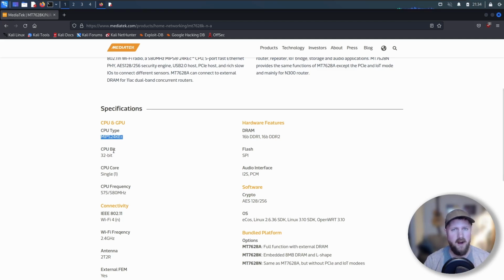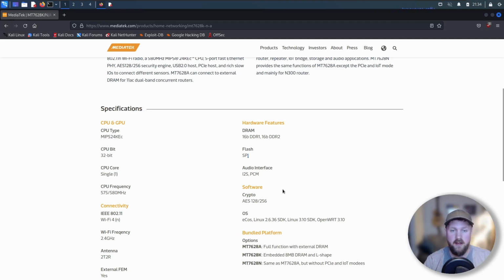MIPS is just another architecture like that. It's actually a very old architecture and it's not really frequently used outside of these IoT devices. So you won't really see it much anymore except for these IoT devices. Generally, what you're going to see with IoT devices is they'll either be this MIPS style or, more common these days, ARM.